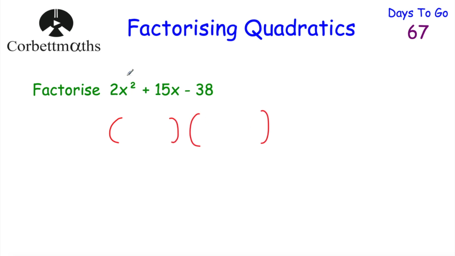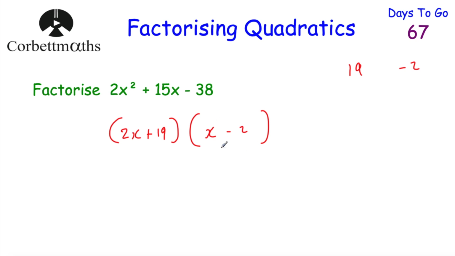We want two things that multiply together to be 2x squared, so I'm going to go for 2x and x. And we want two numbers that will multiply together to be minus 38. Now, because it's minus 38, I'm going to choose 19 and minus 2, because 19 times minus 2 will be minus 38. And also I'm thinking, well, if I've got 19, I could put that over this side here and put plus 19 here. And I could put the minus 2 here.